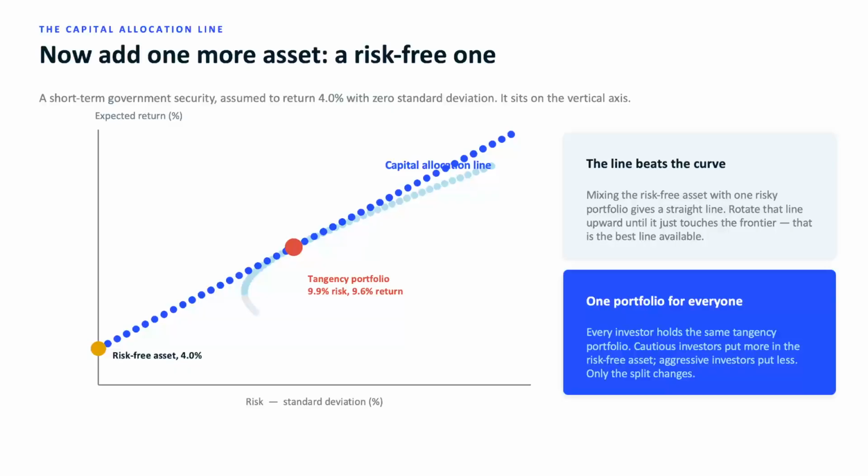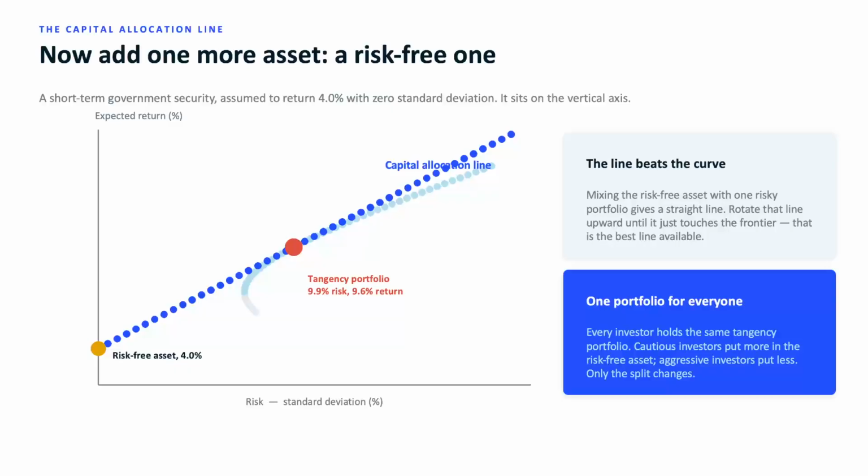A risk-free asset. Think short-term government paper. Let's say it returns 4% with a standard deviation of exactly zero. Zero risk means it sits right on the vertical axis. No horizontal distance at all.